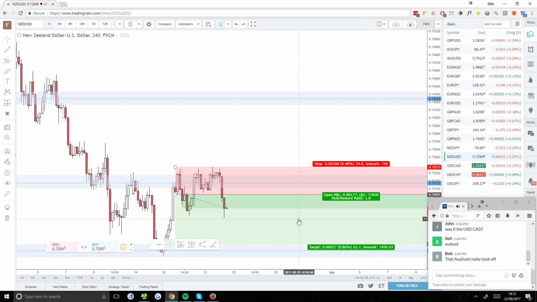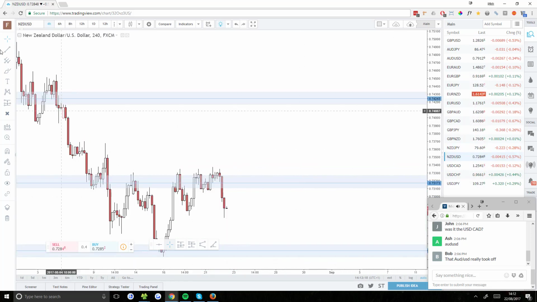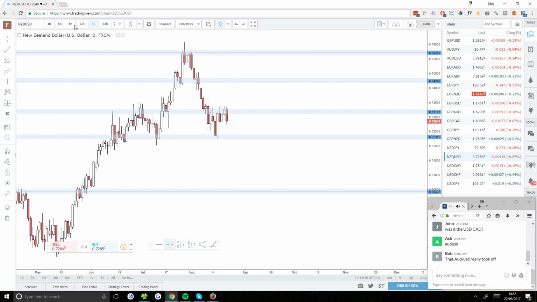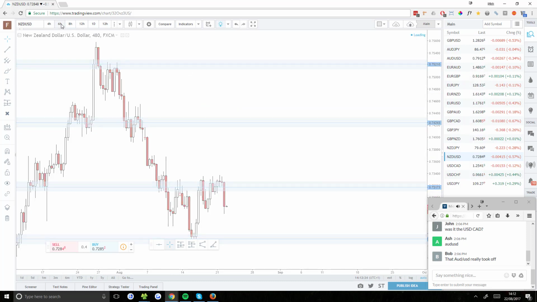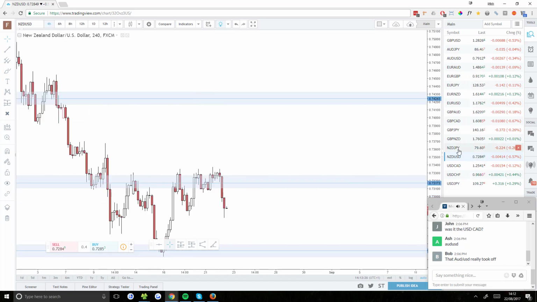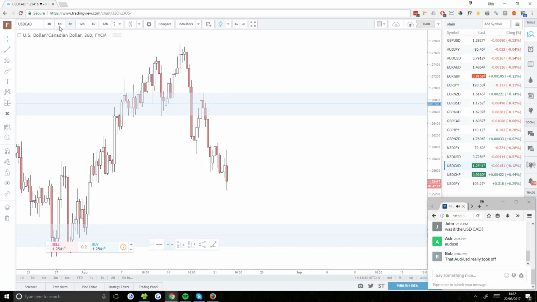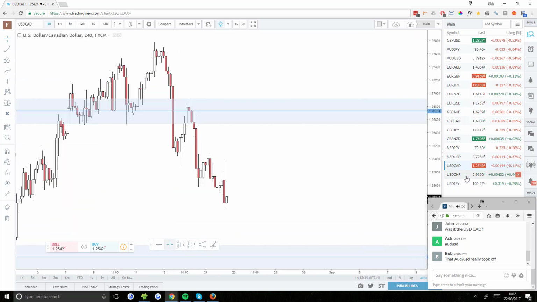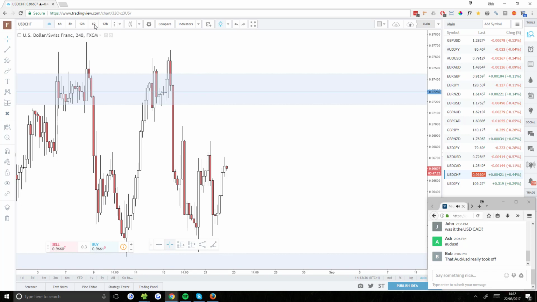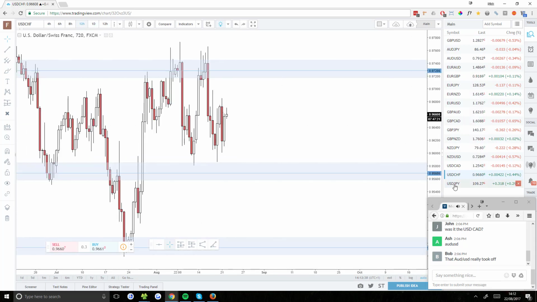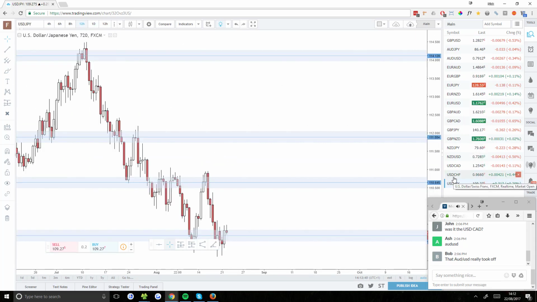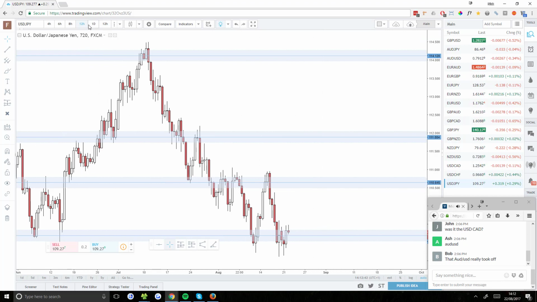New Zealand JPY, nope. New Zealand USD has finally started to move down. Took a while. Took a very long while. Nothing much there though. USD CAD is just pushing down. USD CHF, yeah. In between areas. USD JPY. Whoa, okay. Maybe.